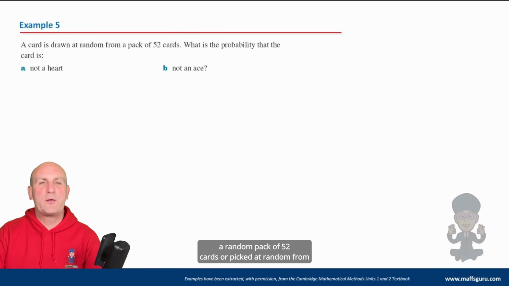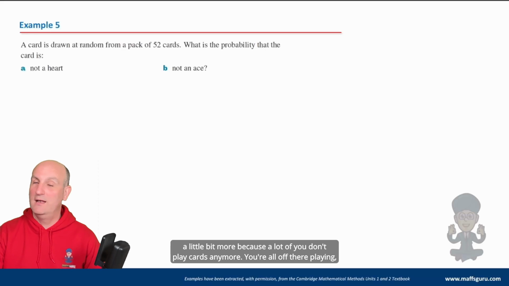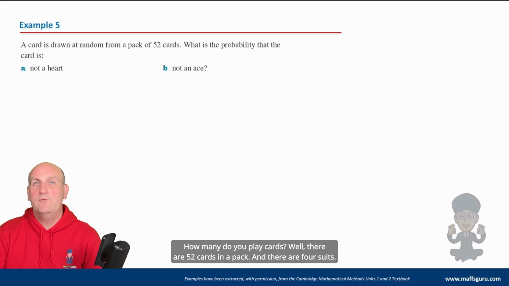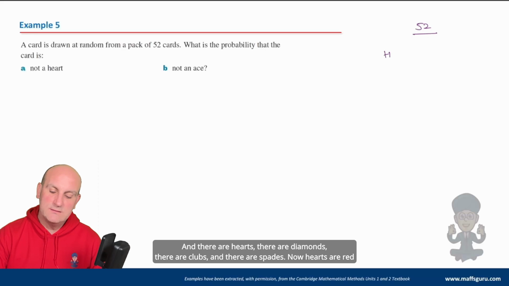A card is drawn from a random pack of 52 cards, or picked at random from a pack of 52 cards. What is the probability the card is not a heart? Now, this is causing life a little bit more, because a lot of you don't play cards anymore. You're all off there playing, I don't know, games like Monopoly or Candy Crush or whatever else. So how many of you play cards? Well, there are 52 cards in the pack, and there are 4 suits. And there are hearts, there are diamonds, there are clubs, and there are spades.